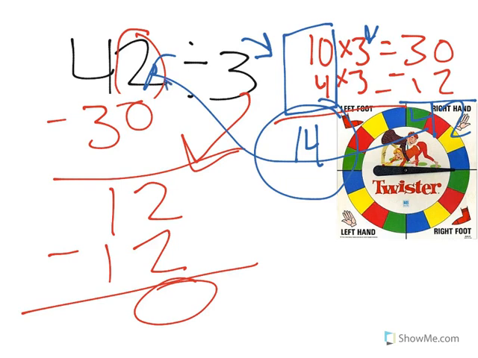Now it's a lot easier to take a big chunk out of there than to subtract 3 fourteen times and then count how many 3's you used. Let's look at another one.